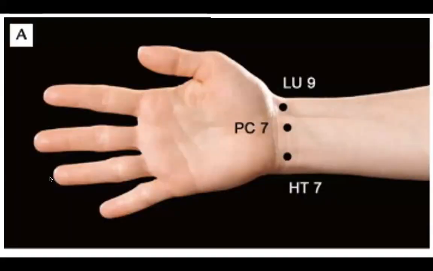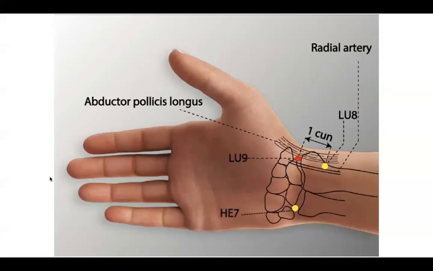Let's start with lung 9, pericardium 7, and heart 7. Lung 9 is located on the radial end of the transverse crease of the wrist where the radial artery pulsates. Classification: Yuan source point of the lung meridian, Shu stream point of the lung meridian, converging point of vessels. Needling: perpendicular insertion, 0.3 to 0.5 cun. Keep clear of the radial artery.